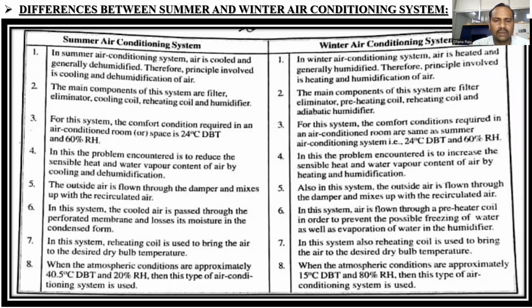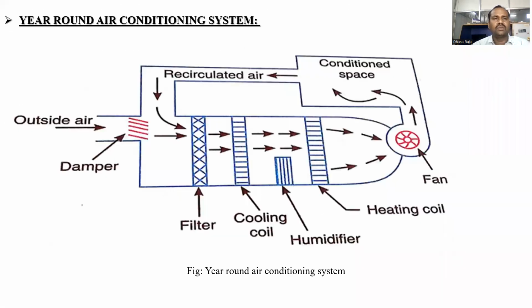Next, the combination of summer and winter is called the year-round air conditioning system. So it accumulates the preheater, cooling coil, humidifier, dehumidifier, along with other additional components. Any air conditioner that is used throughout the year is referred to as a year-round air conditioning system.